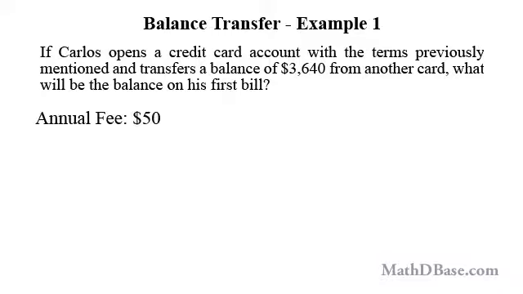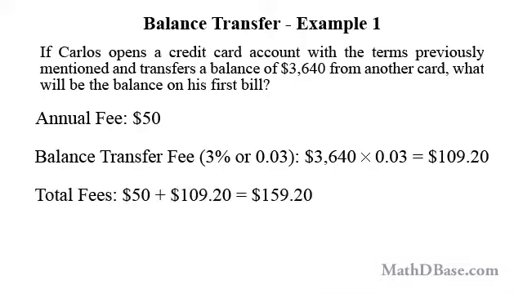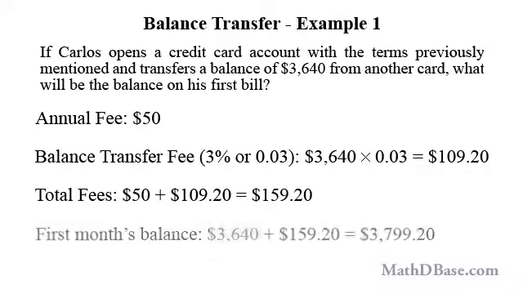First, there is the annual fee of $50. The balance transfer fee will be 3% of the transferred amount of $3,640, or $3,640 times 0.03, which is $109.20. The total fees are the annual fee plus the balance transfer fee, or $50 plus $109.20, for a total of $159.20. So in the first month, Carlos's balance will be the transferred amount plus the fees, or $3,640 plus $159.20, for a total of $3,799.20.